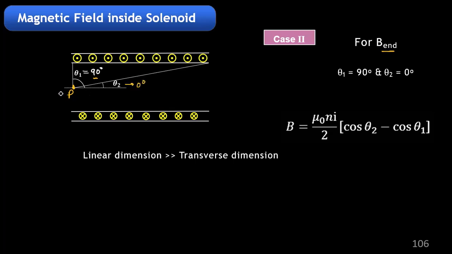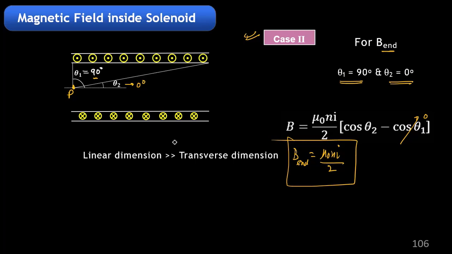As I move inside, ultimately theta 1 becomes 180 and theta 2 becomes 0. That is case number 1. So for the end point, theta 1 is equal to 90 and theta 2 is almost equal to 0 degrees. We have proved it. Theta 1 is 90 degrees, so cos 90 is 0, and theta 2 is 0, so cos is 1. So ultimately mu naught n i by 2, and that is for the end point.